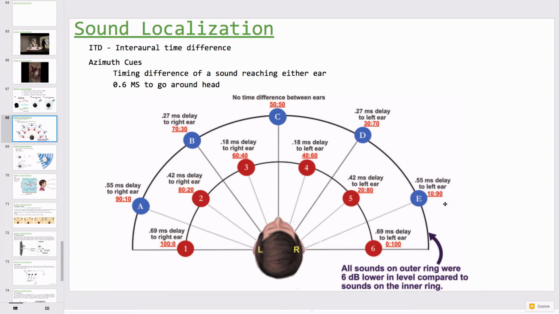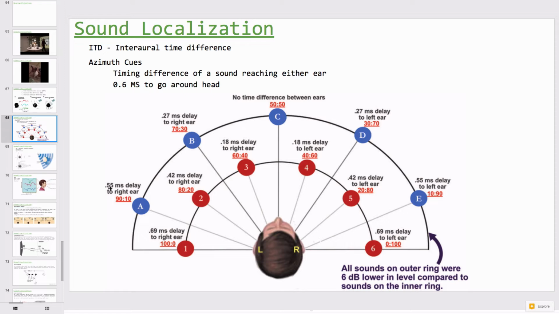sensing and using very slight delays between two ears, right? So if you look here, it's a 0.69 millisecond delay to the left ear. So these are all less than a millisecond, right? Okay, 0.69 millisecond to the right ear. But we can distinguish between a 0.69 millisecond delay and a 0.55 millisecond delay. So just these little tiny differences.